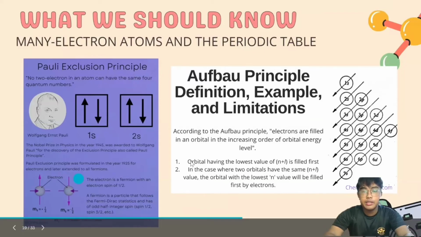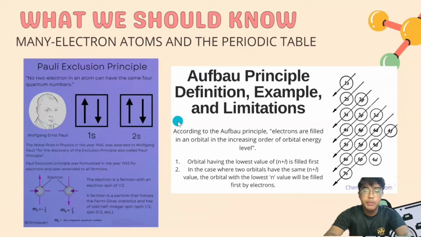Next is Aufbau principle. According to the Aufbau principle, electrons are filled in an orbital in the increasing order of orbital energy level. Bermaksud dia akan mula kita susun macam ni, 1s, 2s, 2p, 3s, 3p, 3d. Jadi dia akan turun secara anak panah macam ni. Maksud 1s, 2s, 2p, 3s, 3p, 4s, 3d, 4p, 5s. Dia macam tu. Dia takkan 1s, 2s, 2p, 3s, 3p, 3d.